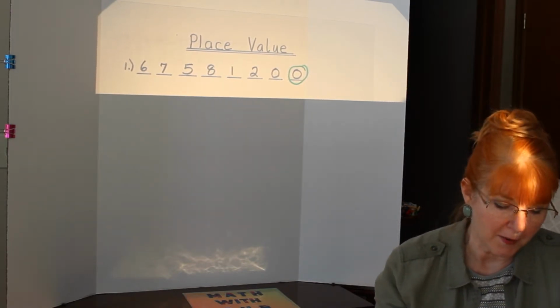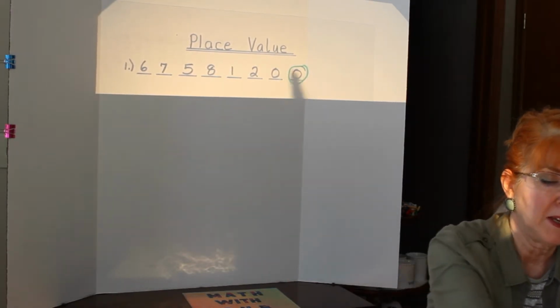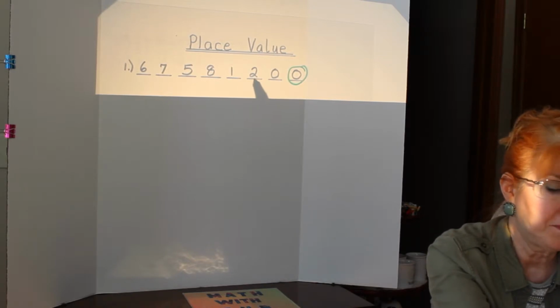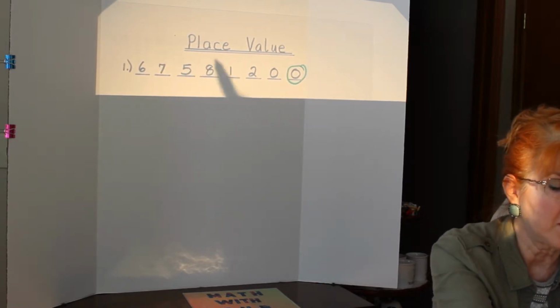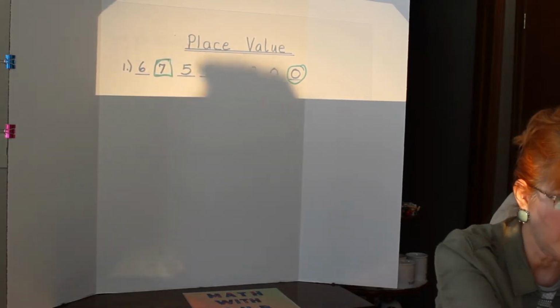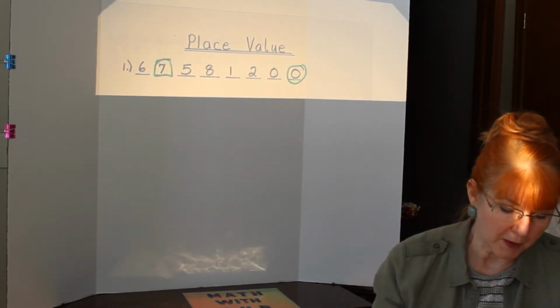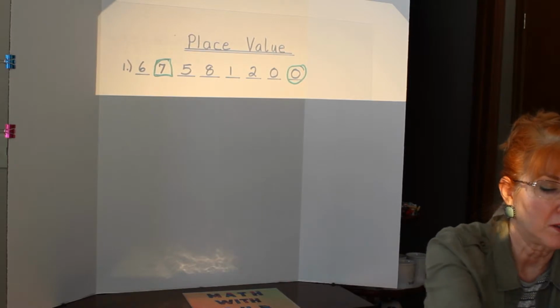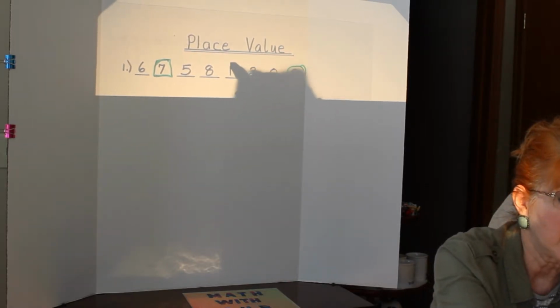draw a square around the number in the millions column. So we have 100, 1,000, 10,000, 100,000, million. Oops, square. Can't read. Draw a triangle around the number in the thousands column. So that would be this one.